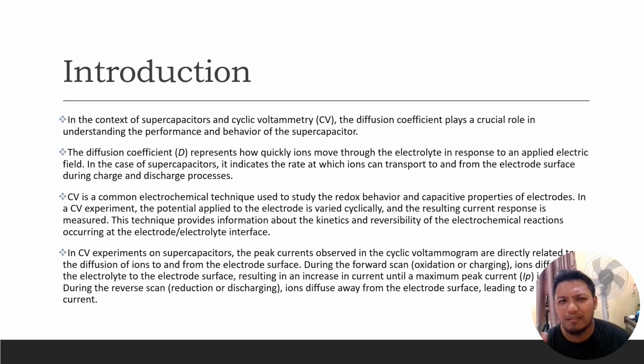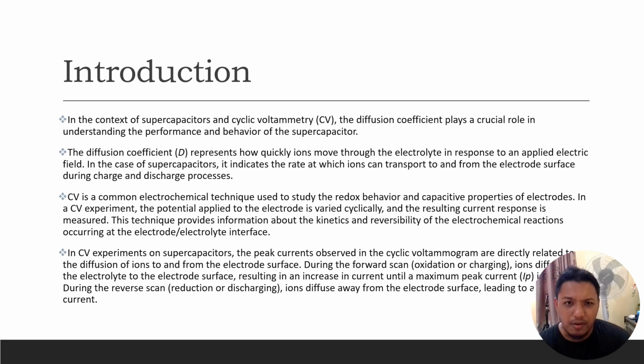For example, in capacitors, we have EDLC, we have pseudocapacitors, and we also have battery type. In most cases, people calculate the diffusion coefficient for supercapacitors when they are dealing with obvious anodic and cathodic peaks. In this case, the peak current that you observe during the cyclic voltammetry is directly related to the diffusion of ions to or from the electrode surface.